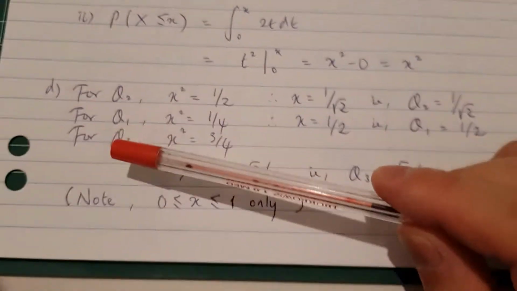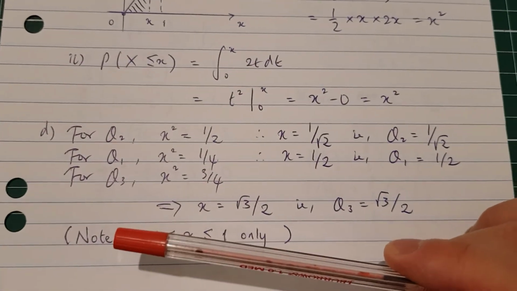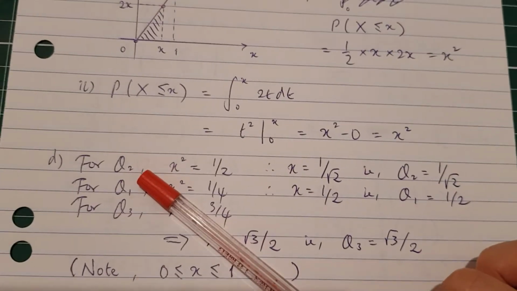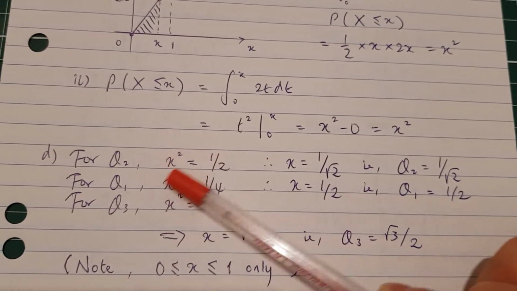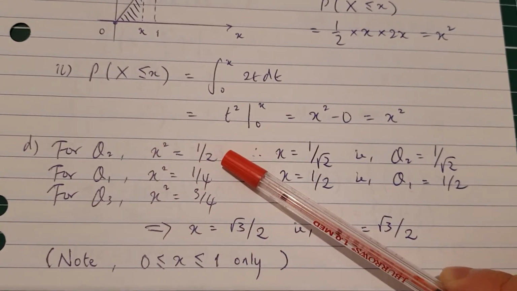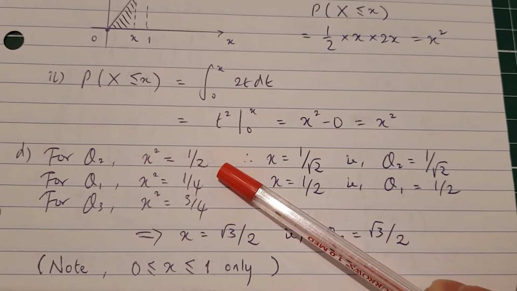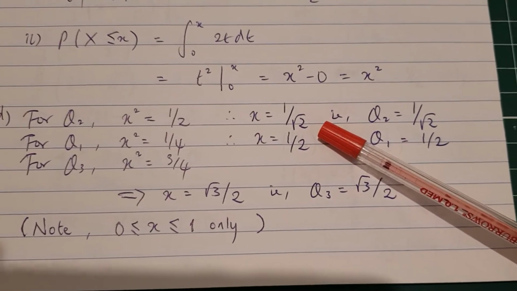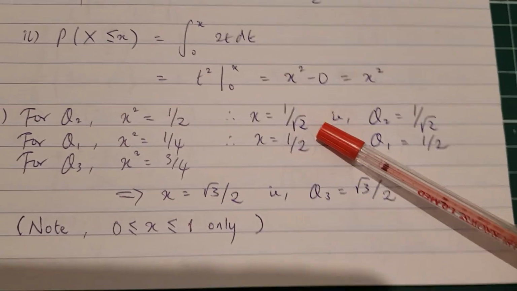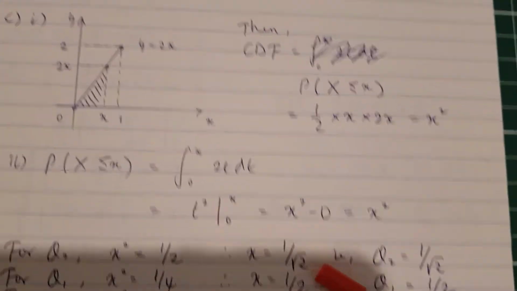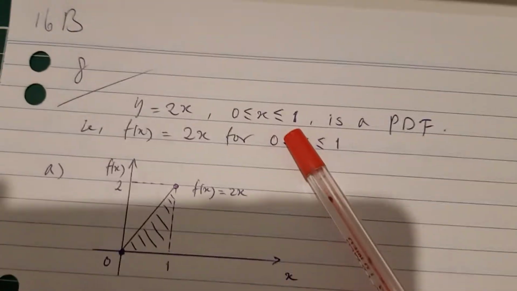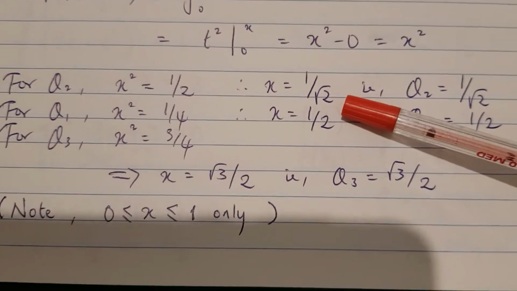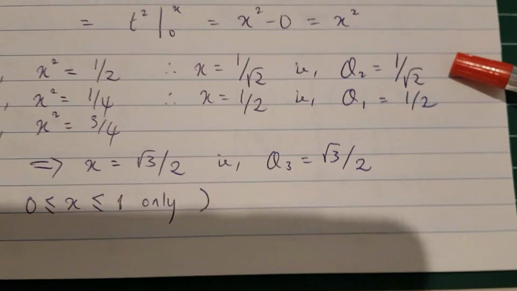Now, finally, part D is where you have to calculate all these different quartiles. So Q2, the median, means when the CDF becomes half, so x squared equals half, and x equals 1 on root 2. The reason I'm discarding the negative answer, negative 1 on root 2, is that it is not in the domain, which is up here. So that's why you only need to consider the positive case. So that's going to be your median.